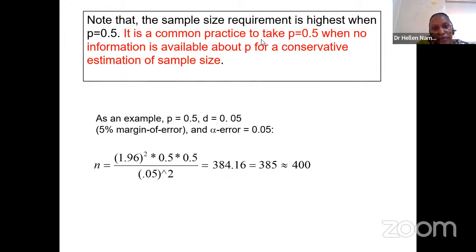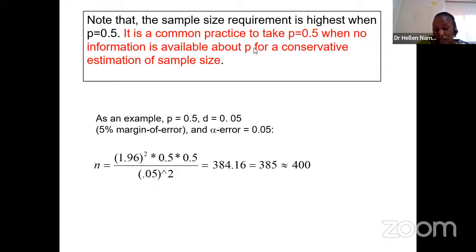So most of the time, the sample size requirement is always highest when our P is equal to 0.5. This implies that if you get a sample of 0.5, that is 50% of the population. It's a common practice to take P as 0.5 when no information is available, in case you want to estimate the sample size.